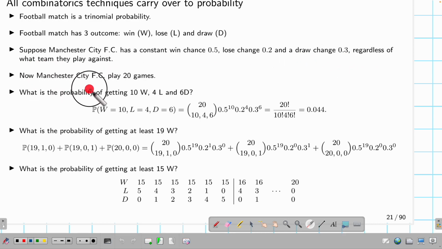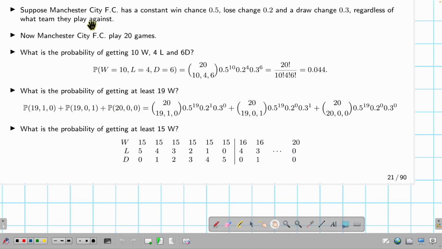Now suppose Manchester play 20 games, okay? What's the probability that in these 20 games Manchester get 10 wins, 4 losses, and 6 draws? That means 20 games, choose 10 wins, choose 4 losses, and choose 6 draws. This is the multinomial, trinomial coefficient. Multiplied by 0.5, the win chance, to the power 10. 0.2 is the loss chance, to the power 4. And 0.3 is the draw chance, to the power 6. So it will be this number, which is about 0.044, okay?